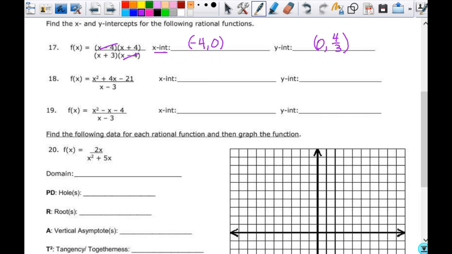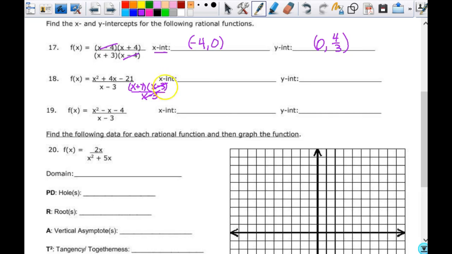Alrighty. So then number 18, I need to go ahead and factor. When I factor the numerator, I need two numbers that multiply to give me negative 21. So that will be x plus 7 and x minus 3, because that'll give me that 4. Then I get this x minus 3. So again, these cancel out. Okay, so I'm left with x plus 7.